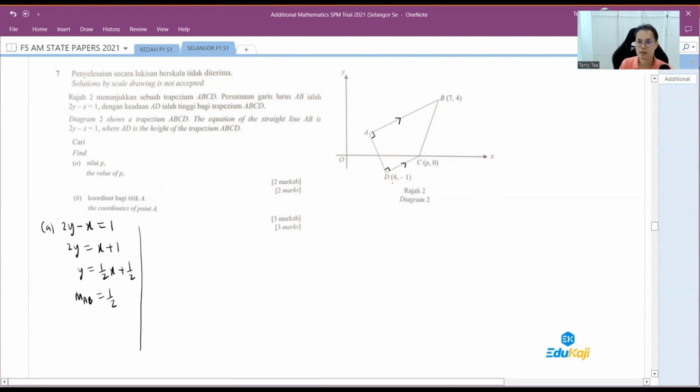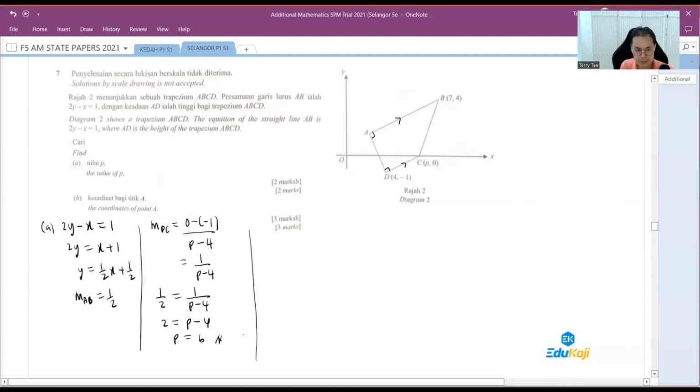For DC, I like to use y2 minus y1 divided by x2 minus x1. We can simplify this to 1 over p minus 4. Since these two are parallel, they must have the same gradient, so we can just compare. Half equals 1 over p minus 4. So 2 equals p minus 4. I can compare directly at the denominator since the numerators are equal. My p is 6.